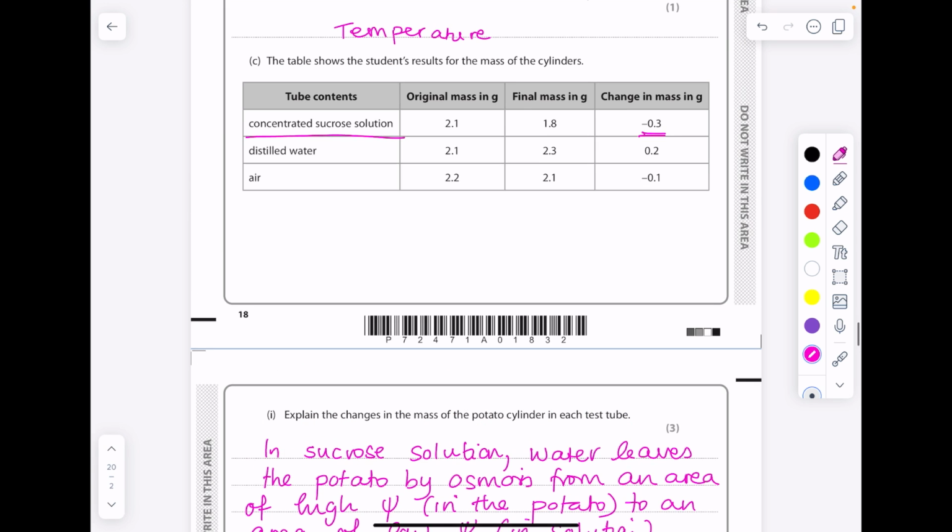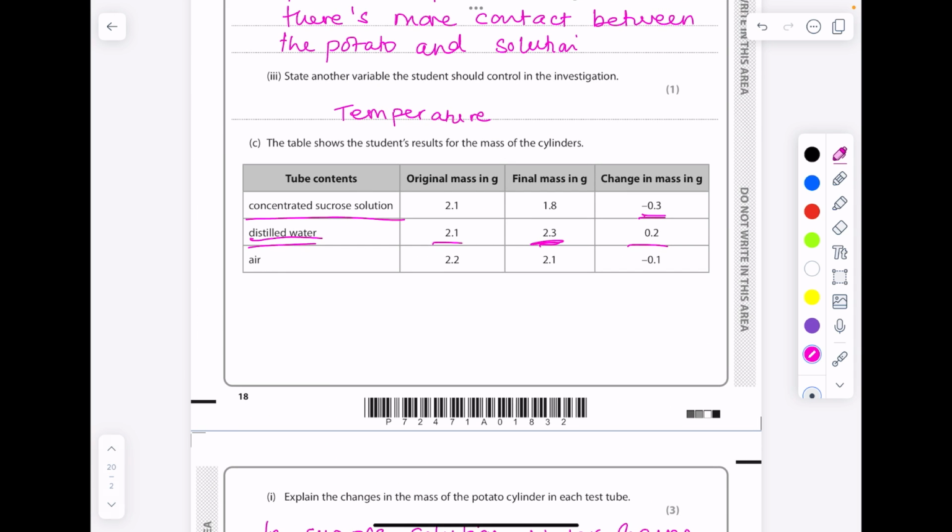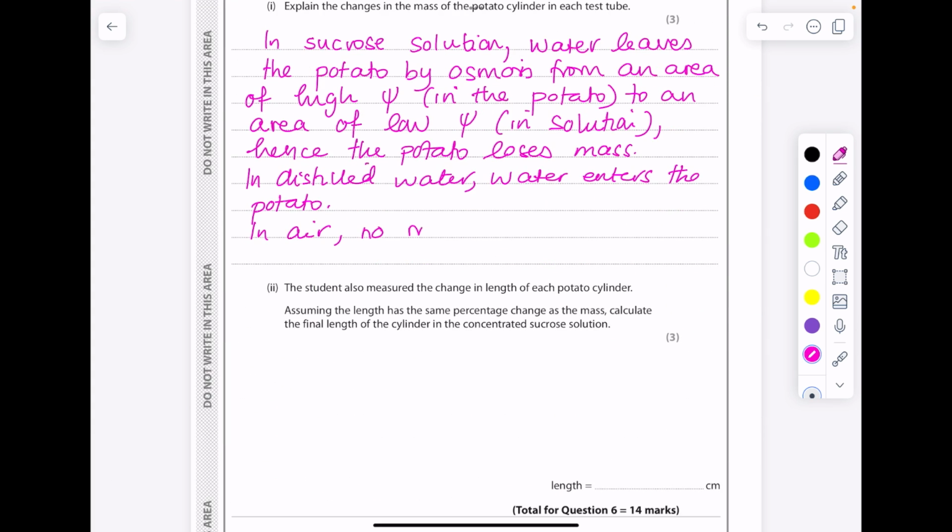So we've dealt with that one. What about in distilled water? Well, there'll be a high water potential in the surrounding solution, the distilled water, so water enters the potato, as we can see. So in distilled water, water enters the potato, and then in air, let's have a look. There should be barely any change. Yeah, no movement of water occurs. That's really acting as a control.